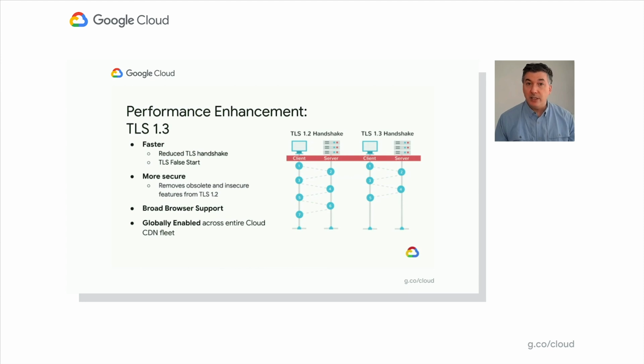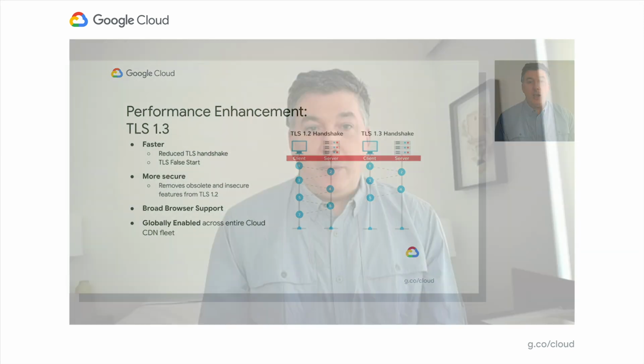One of the other enhancements made to TLS 1.3 is that it's removed some of the obsolete and insecure ciphers that have been found in previous versions, TLS 1.1 and 1.2. Approximately 80% plus of end users can support TLS 1.3 today. So in order to take advantage of this, there's nothing that the end user needs to do. Their browsers already support it. Cloud CDN just makes this available as a protocol option for the end user to communicate with the Cloud CDN server.